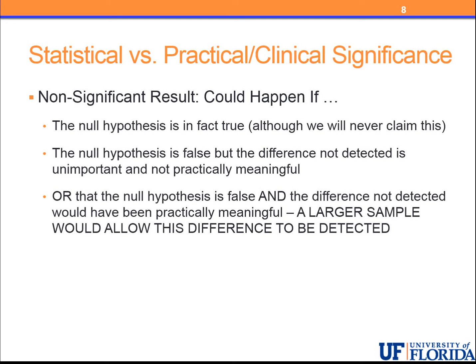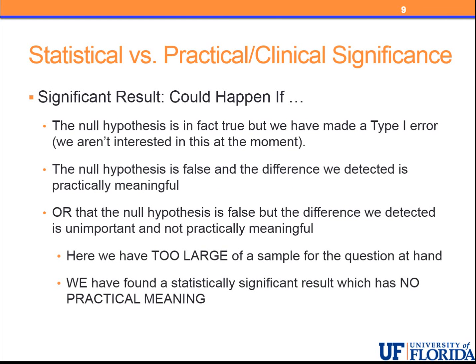Finally, the null hypothesis is false and the difference we did not detect is practically important. This is a problem, and as we've just discussed, it is possible that a non-significant result may indicate that we need a larger sample size in order to be able to detect a difference of practical importance to the researcher. This is one extreme where we find a result which we feel is practically important, but we do not find statistical significance with the data at hand.